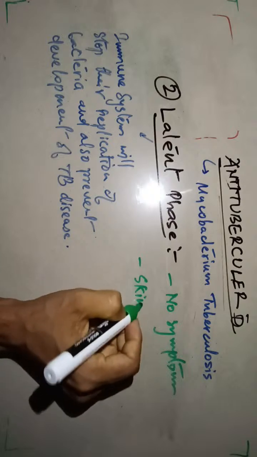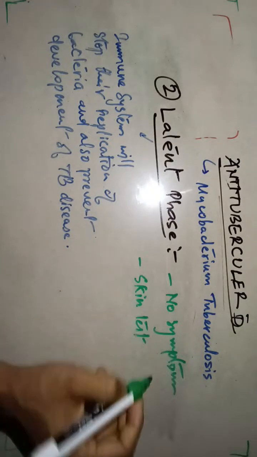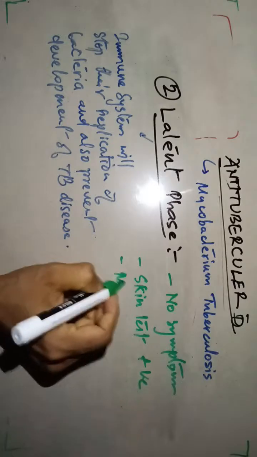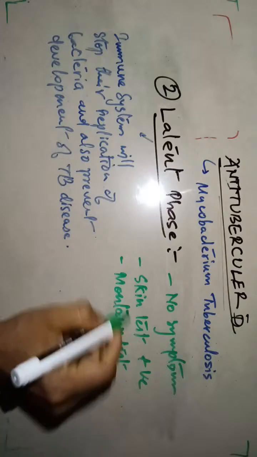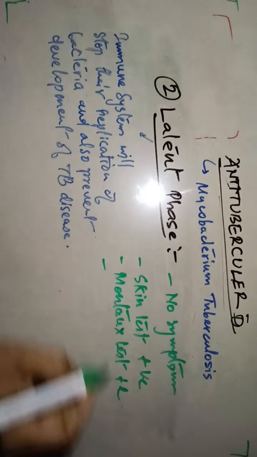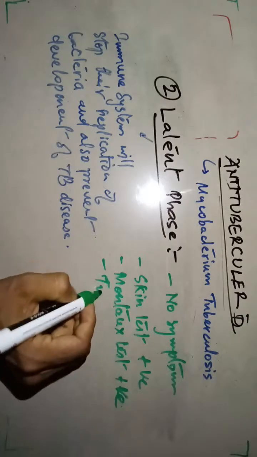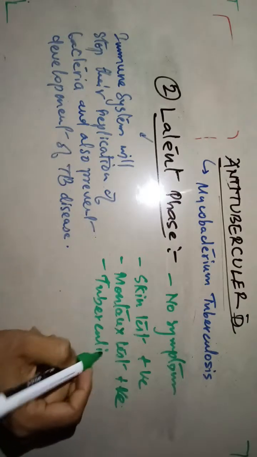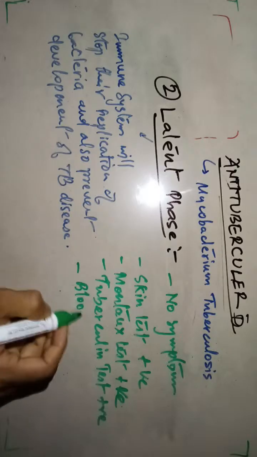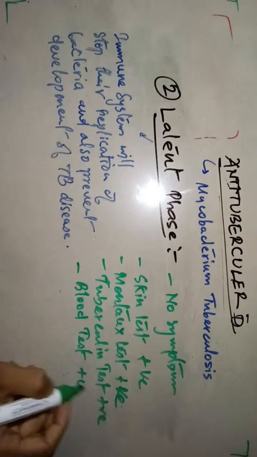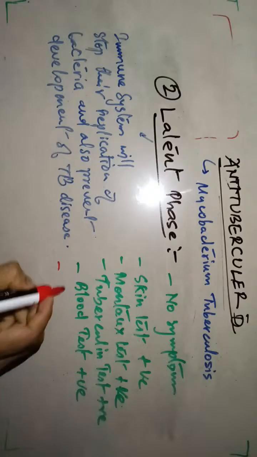Skin test positive. Montoux test positive. Tuberculin test positive. So all are positive except chest X-ray. Blood test also positive, except for chest X-ray. In chest X-ray, what will happen?